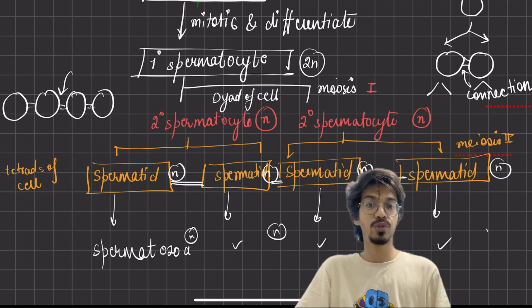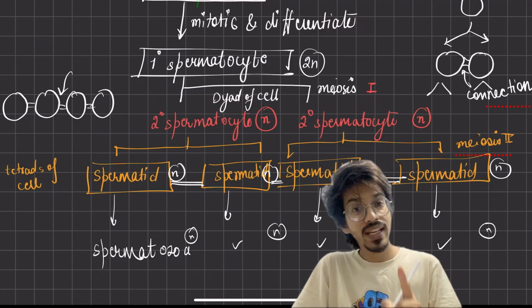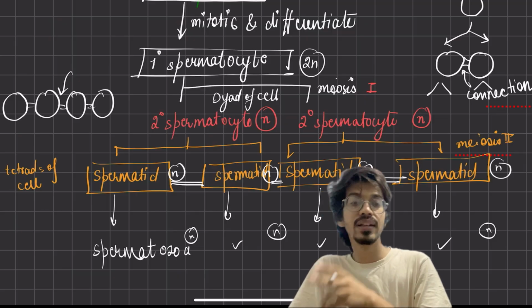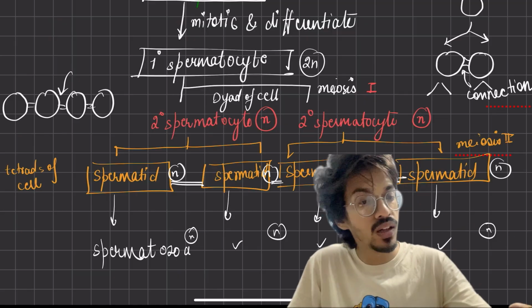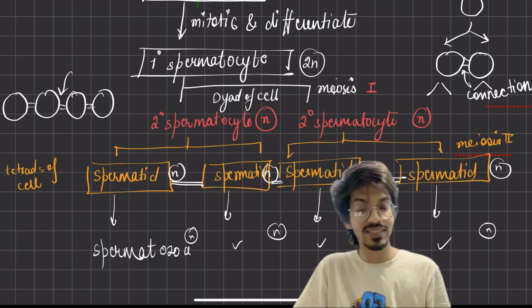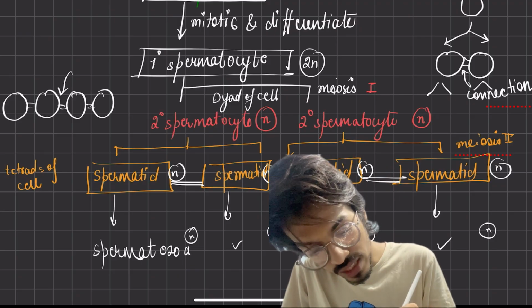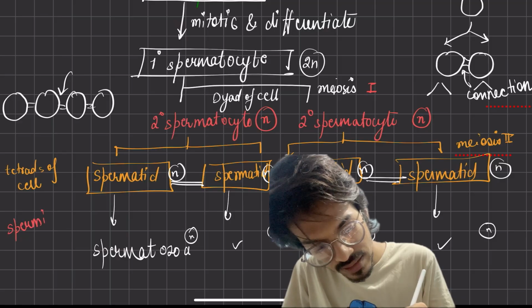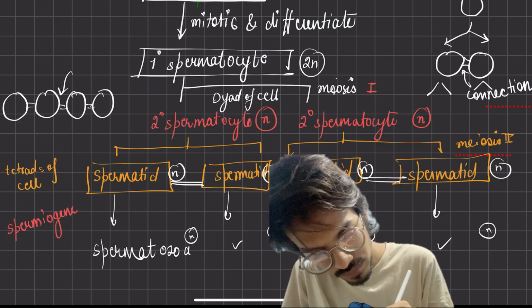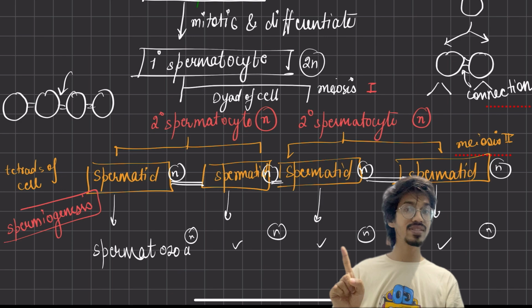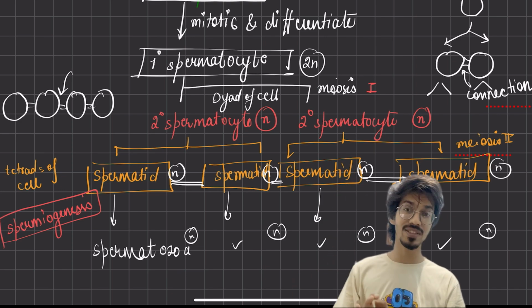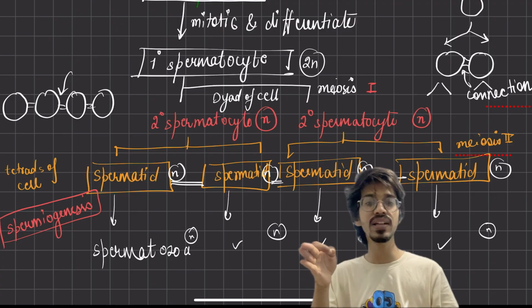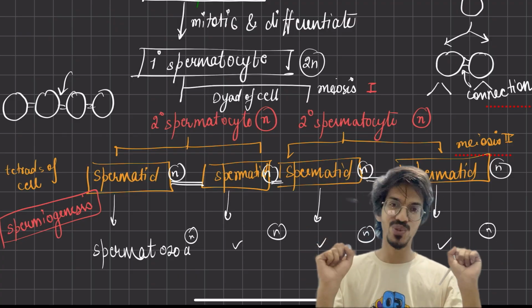Here you have to remember that the development or maturation of spermatid into spermatozoa is called spermiogenesis. This is not spermatogenesis. Spermatogenesis is this whole process. Spermiogenesis is one single step, from spermatid to spermatozoa.